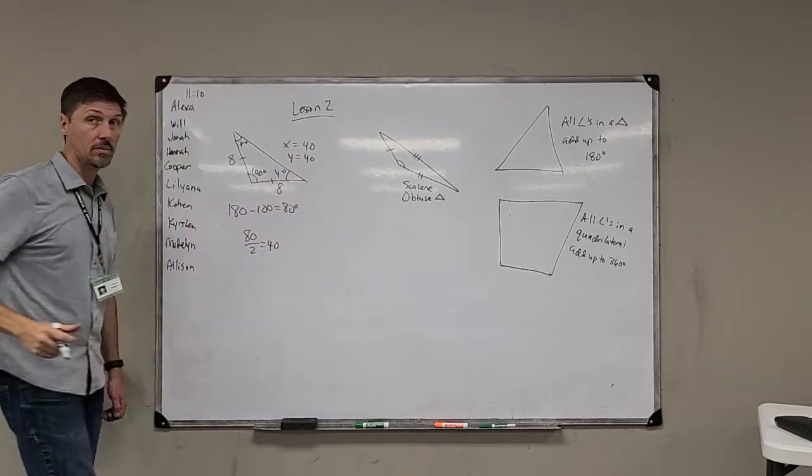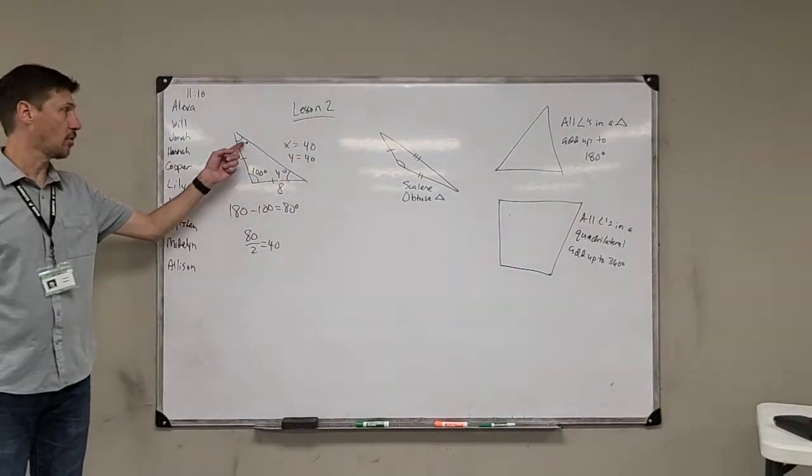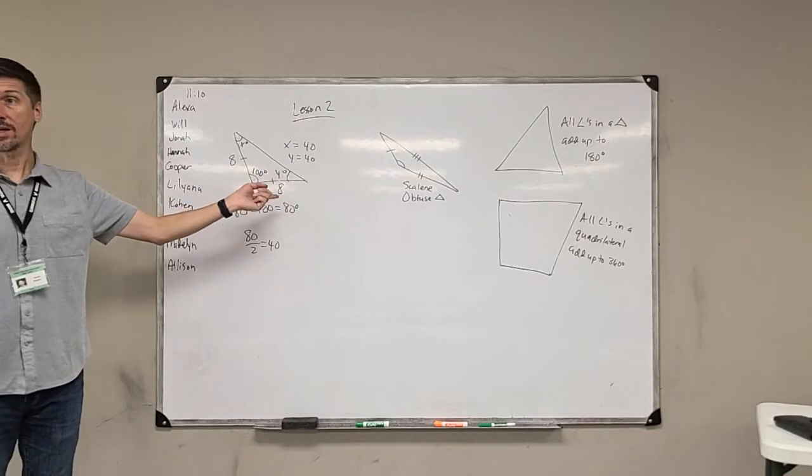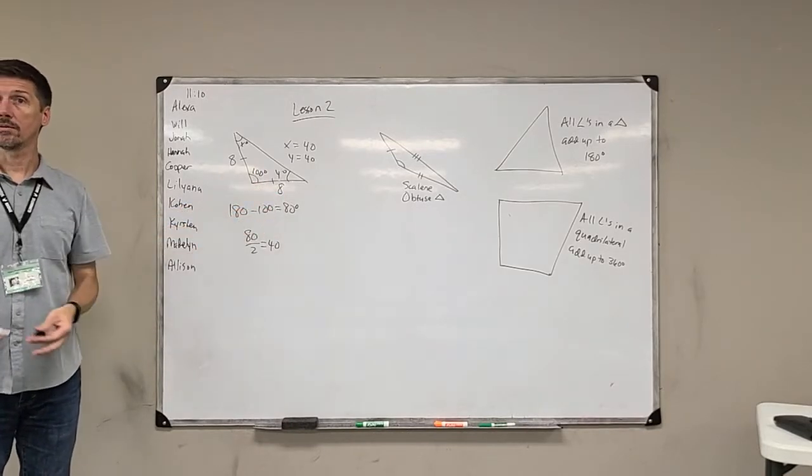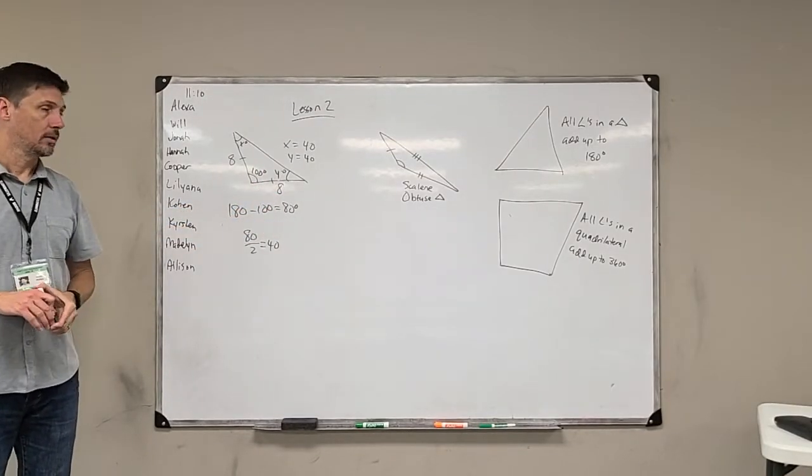And we can check ourselves to make sure we got it right and say, hey, if I do 40 plus 100 plus 40, do I get 180? And I do, right? That adds up to 180 degrees. Did that make sense to everybody?